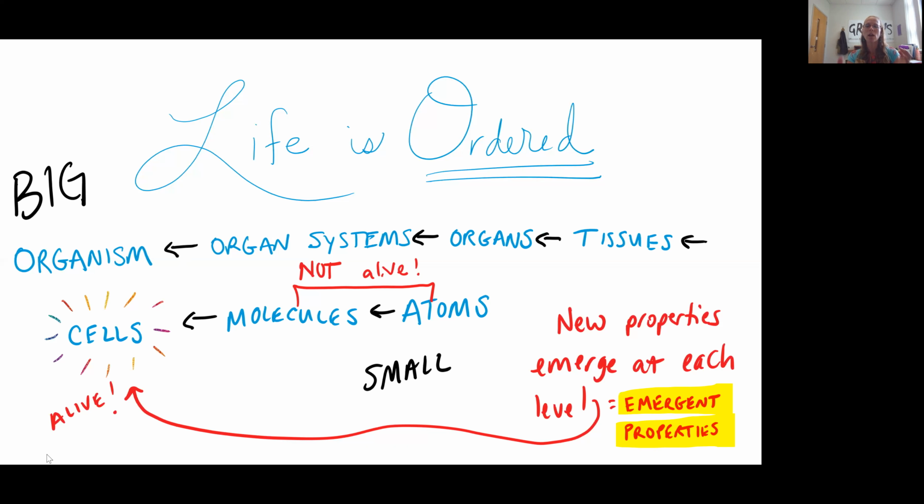Just like the atoms and the molecules that are not alive come together to make a cell, which now is alive, cells themselves have different properties when they're put together in the context of making an epithelial tissue or your blood tissue or your bone tissue. And then as you start to put those organs together into organ systems, now you have something that's more complicated in the digestive system versus, say, just your stomach.